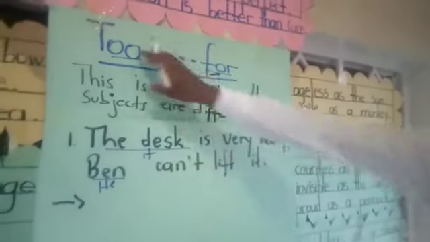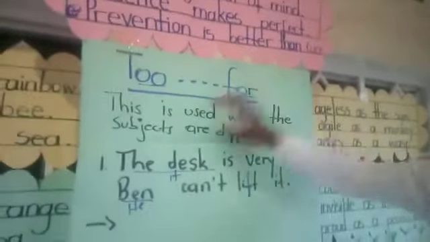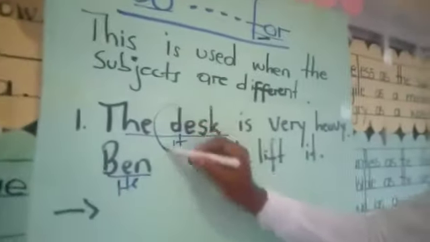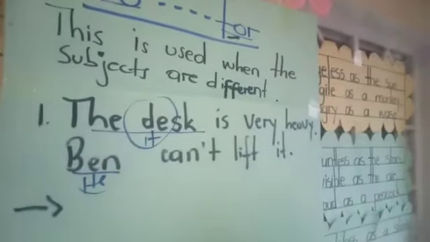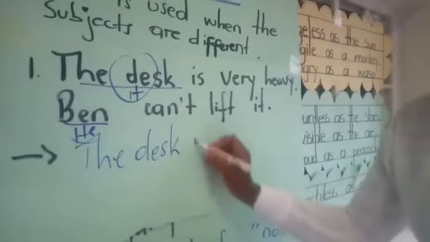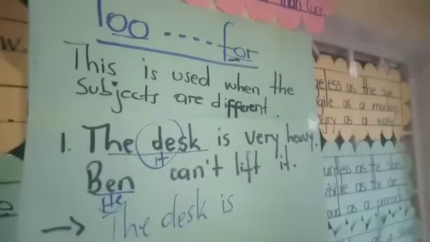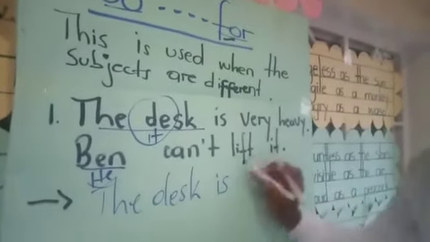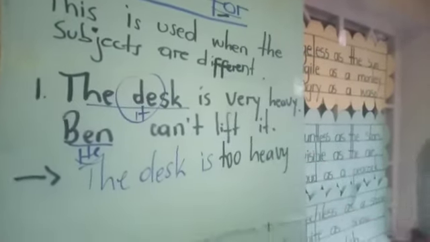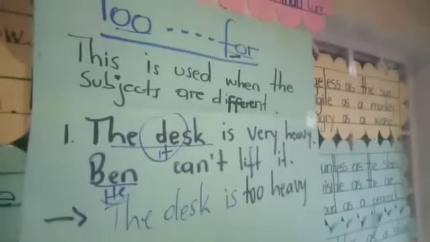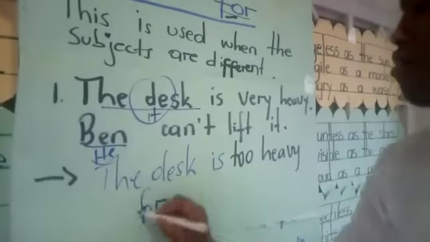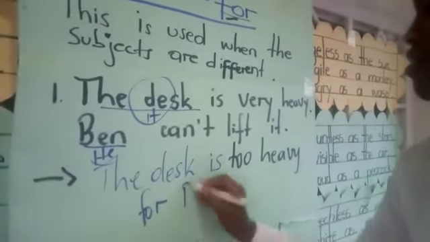Then we use these 2, 4 when we have different subjects. When you have different subjects, this is something with its object, this is a person. Then we shall say the desk is too heavy for Ben to lift.